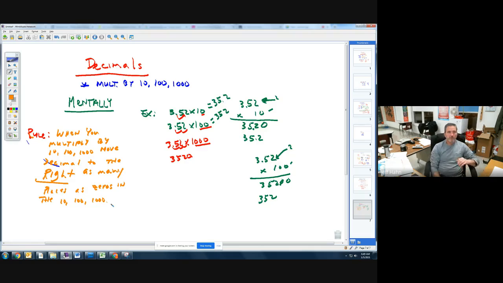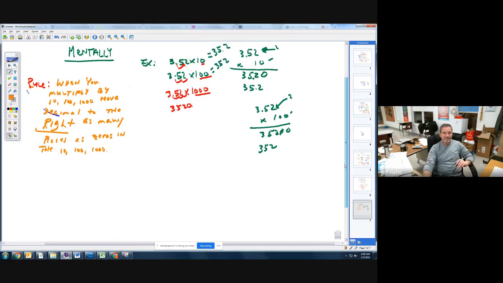Okay. When you multiply by 10, 100, or 1,000, you simply have to move the decimal to the right as many places as zeros there are in 10, 100, or 1,000. Please understand, you are not simply adding zeros like you do when you multiply whole numbers.